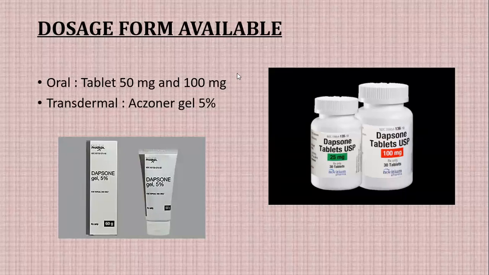Dosage forms available are the two oral. We can give this drug orally or transdermally, but in Pakistan we usually use it orally, and it is available in two forms, that is tablet of 50 milligram and 100 milligram. Or if we talk about transdermally, then there is a gel which is the Aczone gel 5%.